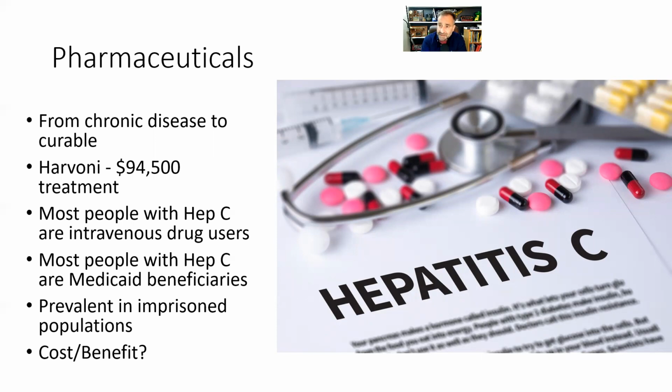The only problem is that they priced it at $94,000, right? That's the current price for a round of Harvoni. So we can cure you, but the cost is going to be $94,000, $95,000, right? And the downside of this is most people that have it are pretty down and out. They're mostly Medicaid beneficiaries. This is a very common disease to see in the prison population.